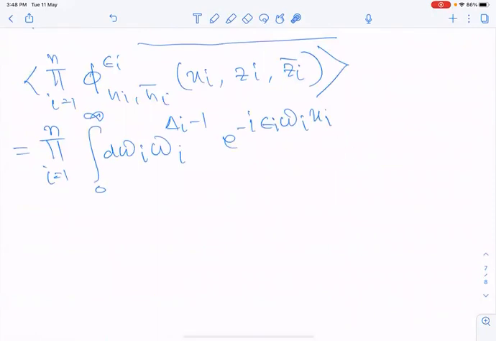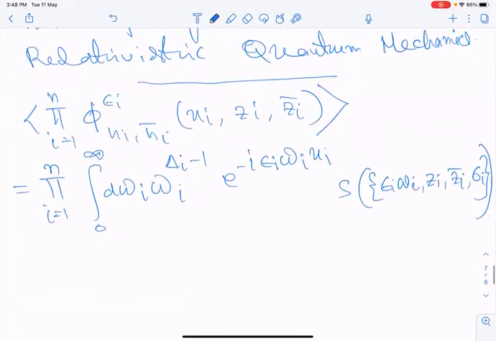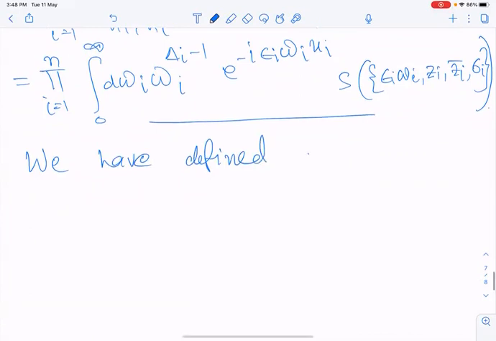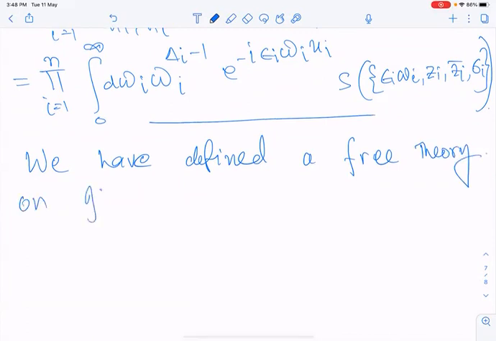So what we have done is that we have defined a free theory on scri plus, starting from the creation and annihilation operators. Okay, so this is the transformation law.